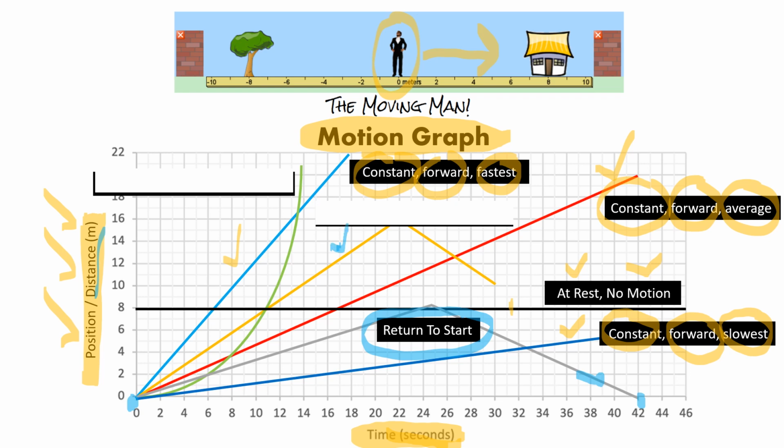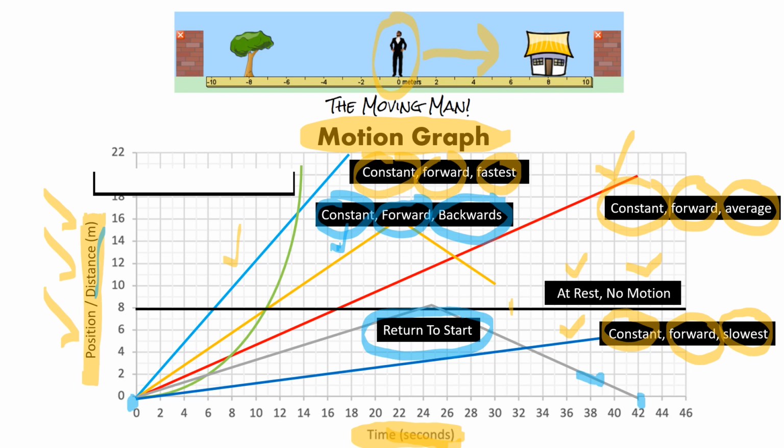That's where we're at. If you look at that one, it's doing the same thing. It just doesn't go all the way back to start. So how would we describe that? It's constant because it's straight. It's still forward, and then it goes backwards. It just doesn't go all the way to 0. So we don't say it returns to start.